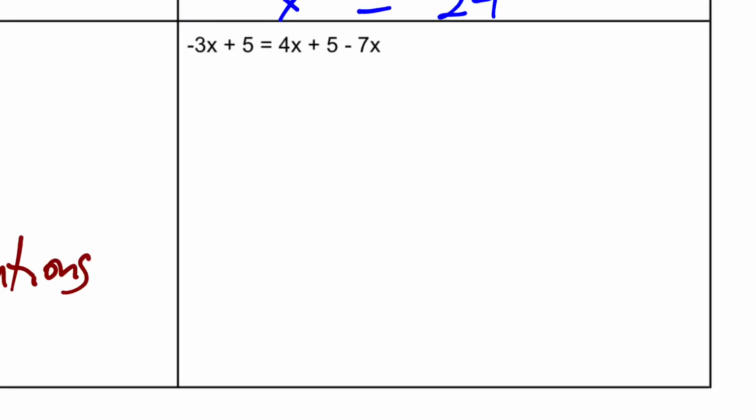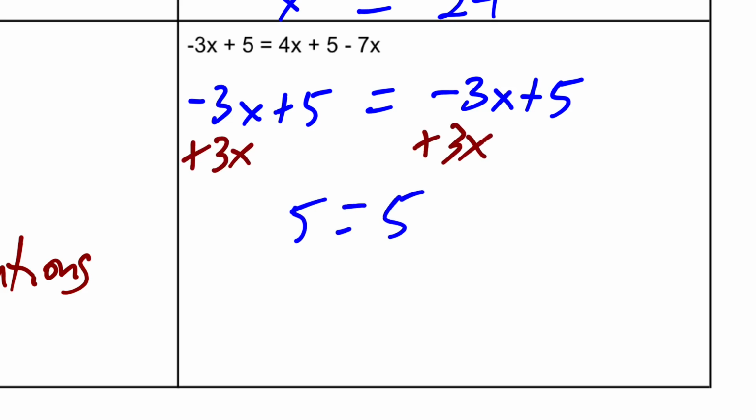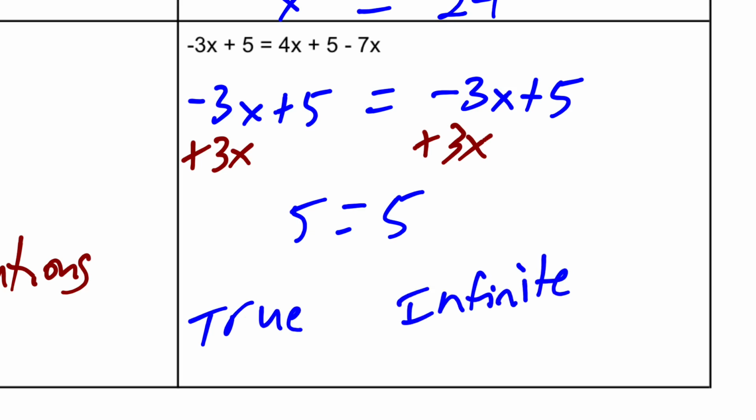After combining like terms here on the right, I have negative 3x plus 5 is equal to negative 3x plus 5. You'll notice they're the exact same. That's a pretty big clue. If I start to cancel things out, I end up with a true statement, which means that there are infinite solutions.